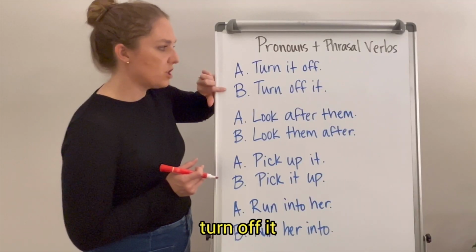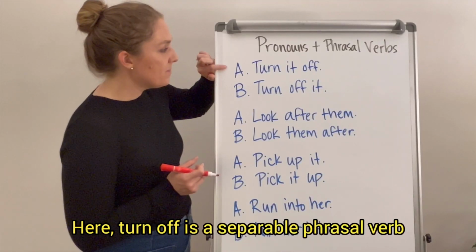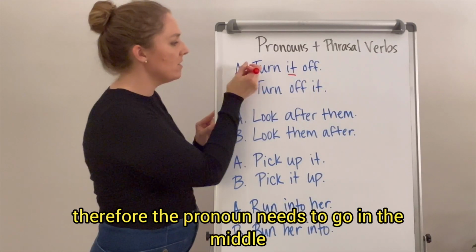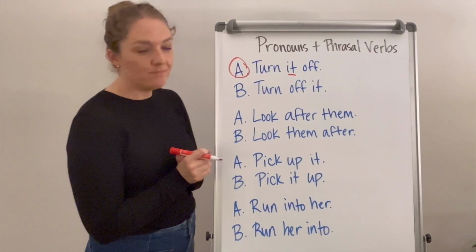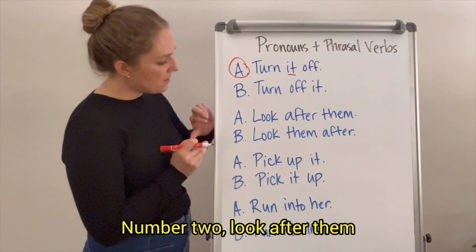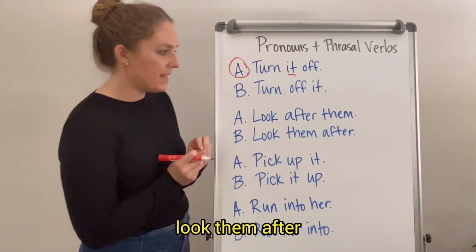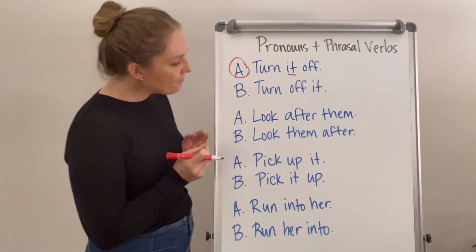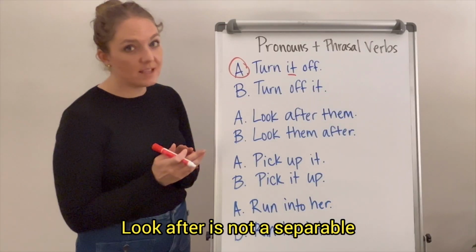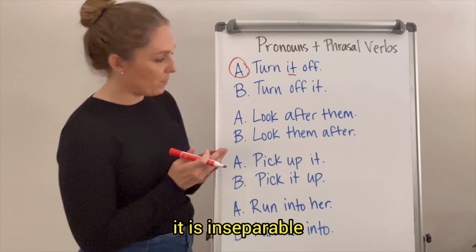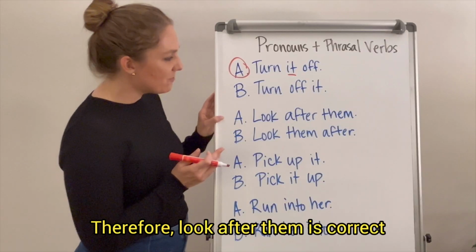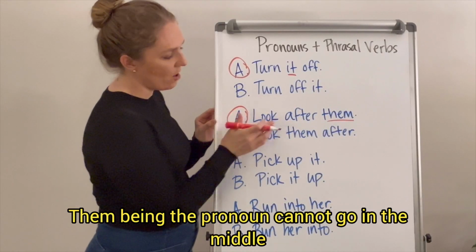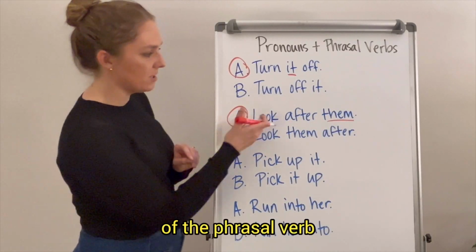Turn it off, turn off it. Here, turn off is a separable phrasal verb, therefore the pronoun needs to go in the middle. A is correct. Turn it off. Number 2, look after them, look them after. Here, look after is not separable, it is inseparable. Therefore, look after them is correct. Them, being the pronoun, cannot go in the middle of the phrasal verb.